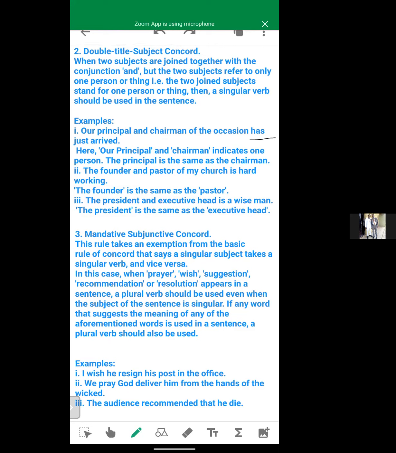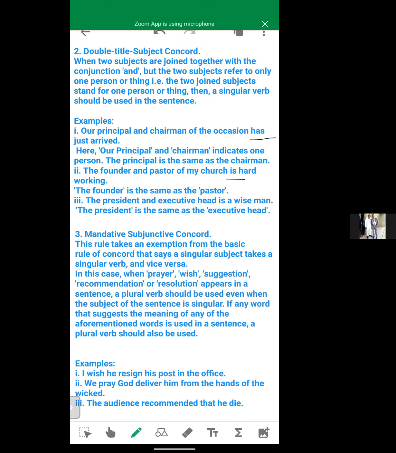So that is that. Example two: the founder and pastor of my church is hardworking. Here also the founder is the same as the pastor of my church. So in this sense, is as a singular verb should also be used. Example three, again practically making use of this principle like we have been describing: the president and executive head is a wise man. The president is the same as the executive head. So we are still describing the same person. In this sense, a singular verb should be used. So that is the use of double title subject concord.